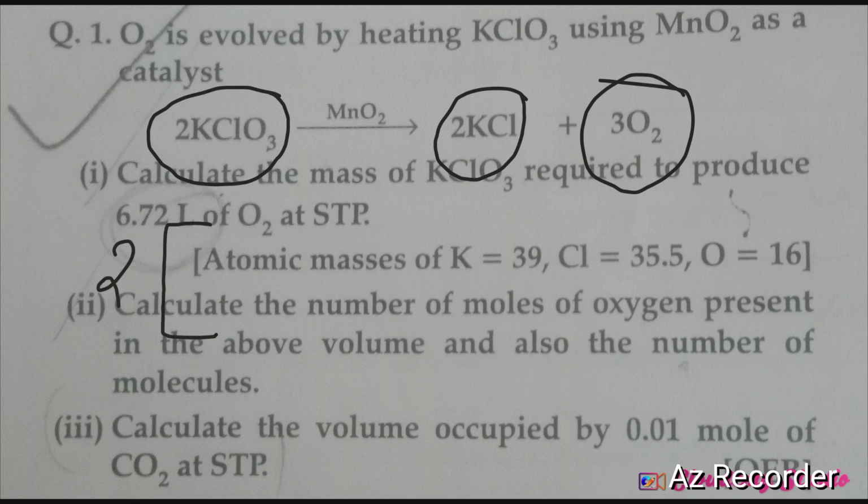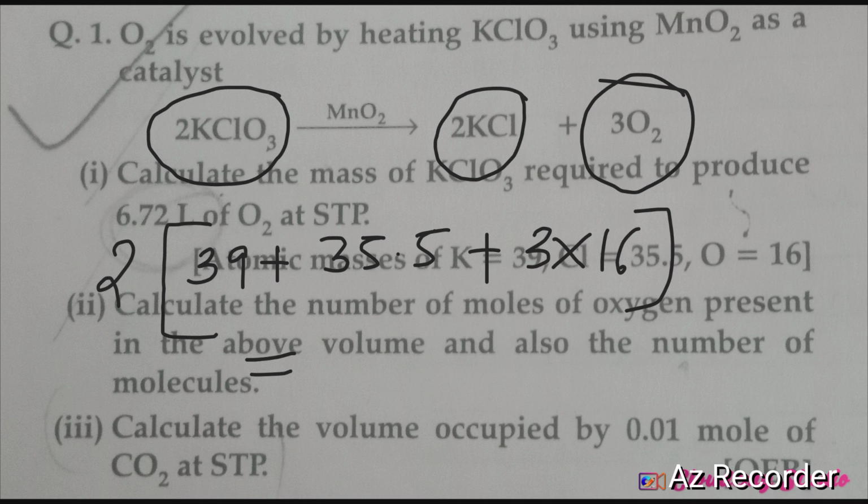2 into the mass of potassium, which is 39. So 39 plus, here there is only one chlorine atom and the mass of chlorine is 35.5, plus there are 3 oxygen atoms, so 3 into 16. On calculating, this would be around 245 grams. So the RMM of 2 KClO3 is 245 grams.